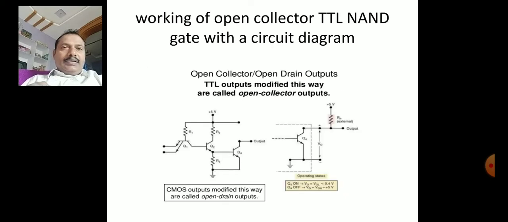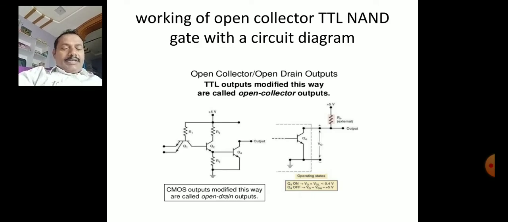Let us take a TTL NAND gate. The TTL NAND gate is widely used. TTL means transistor-transistor logic. The basic element in a TTL circuit is a bipolar junction transistor.